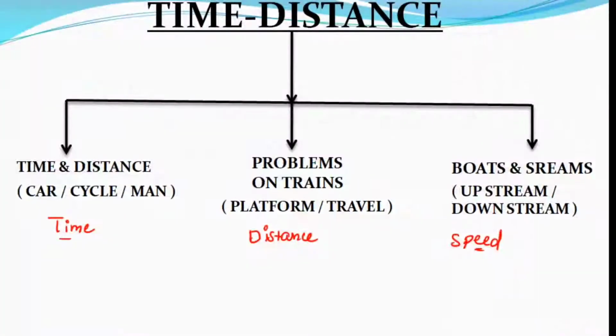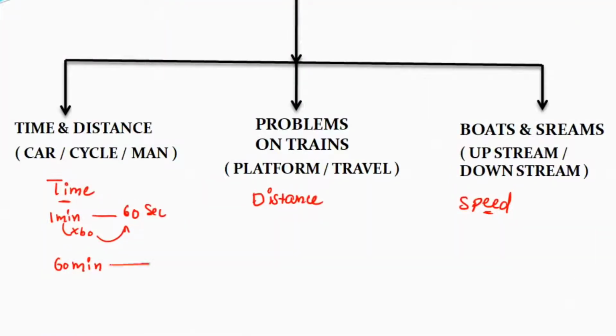First, let us check the time. For example, 1 minute is equal to how many seconds, guys? 1 minute is equal to 60 seconds. Next, 60 minutes is equal to how many hours? 60 minutes divided by 60 is equal to 1 hour. So 60 minutes is equal to 1 hour.